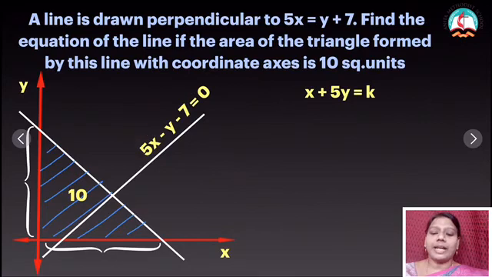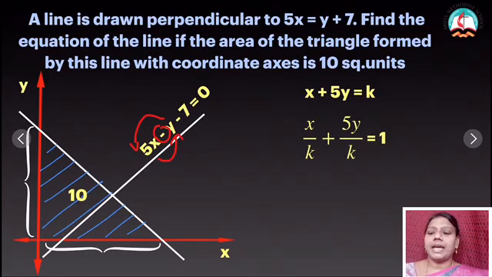So perpendicular line means what can I do? I just interchange the coefficients and change the sign. So x plus 5y equal to k. Shall we find out the intercept? Divided by k. Therefore x by k plus 5y by k equal to 1. So even further I can bring this down. Therefore my equation will be x by k plus y divided by k by 5 equal to 1. So these two are the intercepts.